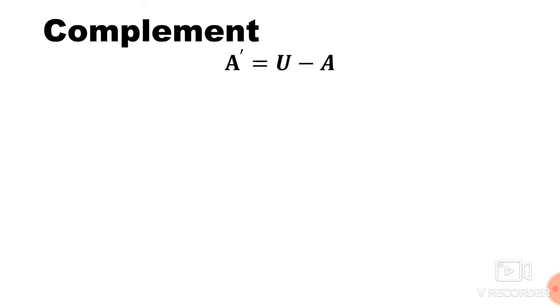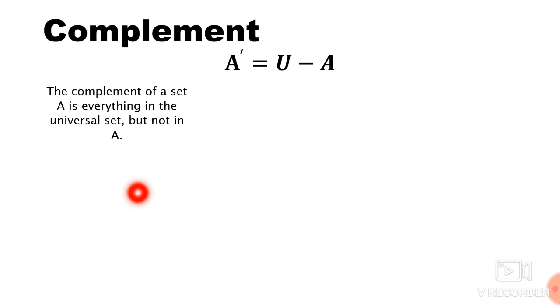The next operation which we are going to learn is complement. Complement of a set is defined as everything in the universal set but not in A. If we are finding the complement of set A, then it includes everything that belongs to the universal set except the elements which belong to set A. It is denoted by A with a dash, which means complement, A complement.